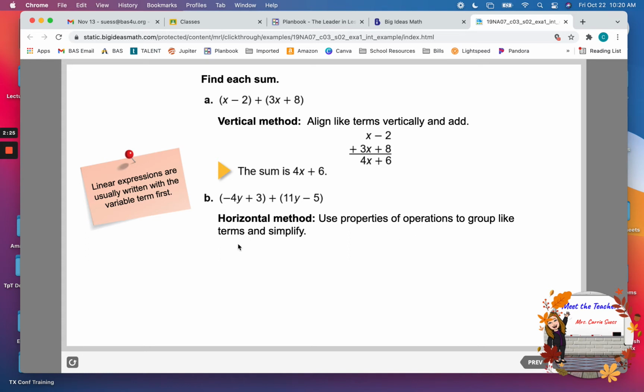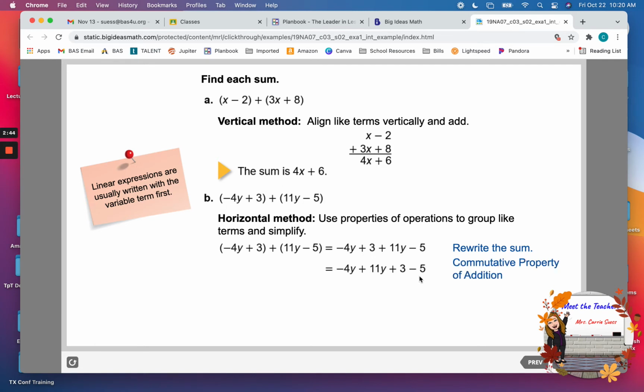All right, so we're going to group like terms. So which of these are like terms? Diego? Negative 4y and 11y and 3. He said them all. Okay, so negative 4y and 11y, we're going to group those together, and then 3 and negative 5. So you don't have to write this first line, guys. Just write this second one. So we rearranged to put plus 11y with the negative 4y, and then we moved the plus 3 with the minus 5.